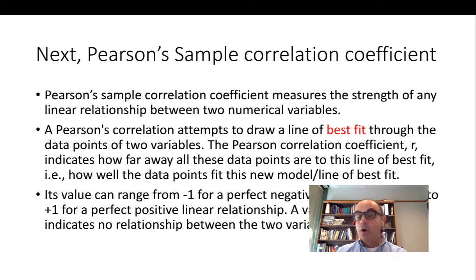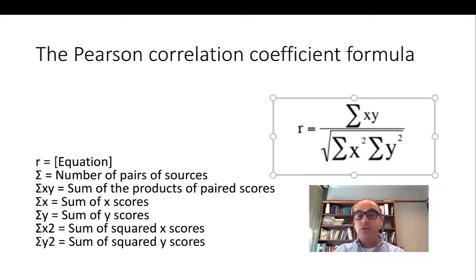The next formula that we will cover in this module is the Pearson sample correlation coefficient. It measures the strength of a linear relationship between two numerical variables. It is based on the idea of a best fit through the data points of the two variables, and a value of 0 indicates that there is no relationship between the two variables. And like anything else in this class, we will learn what the formula stands for.